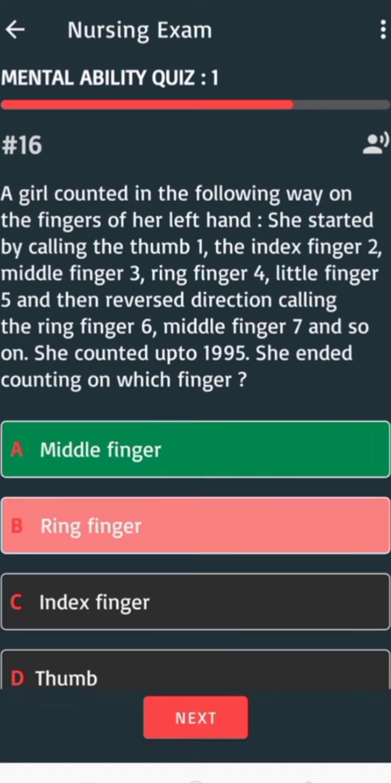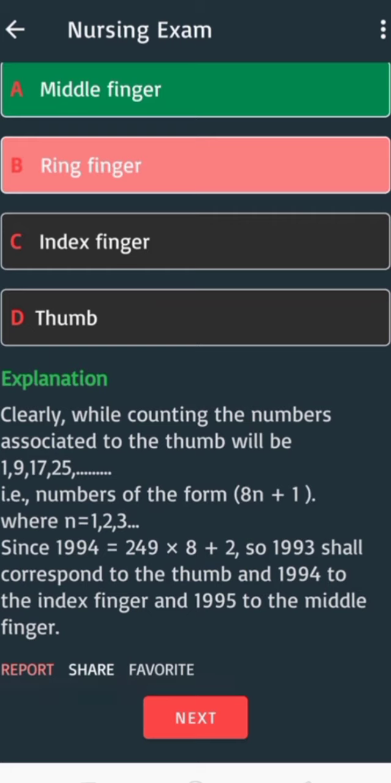No, correct answer is A. Clearly, while counting the numbers associated to the thumb will be 1, 9, 17, 25, i.e., numbers of the form 8n plus 1, where n equals 1, 2, 3. Since 1994 equals 249 times 8 plus 2, so 1993 shall correspond to the thumb and 1994 to the index finger and 1995 to the middle finger.